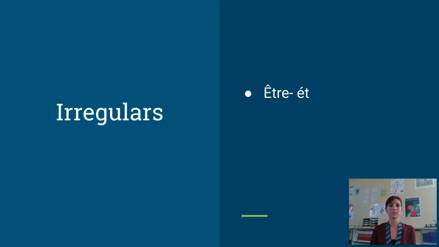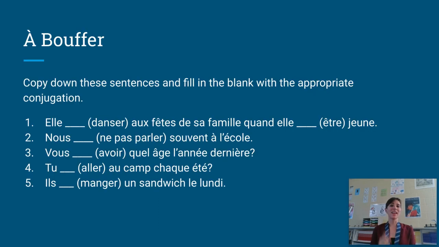Very easy. There is one irregular. You are so lucky. It is one irregular, and it is être. For any conjugations of être, you take the stem ét, and then you add your imparfait ending. For example, if I wanted to say we were, nous étions. What about y'all were, vous étiez? Very easy. And now it's for you, à vous.